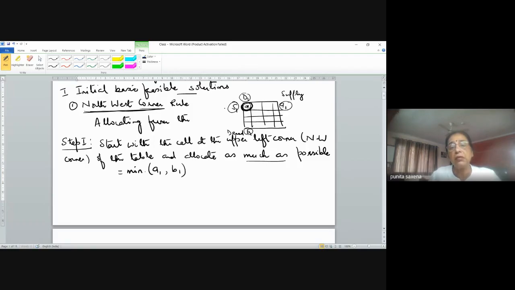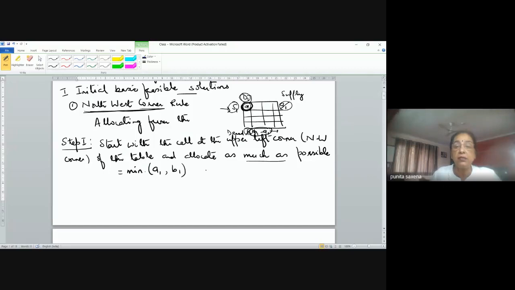That means the supply from source 1 gets exhausted. It has nothing more to supply, because whatever the first source could have supplied, it has already supplied. But supposing B1 was greater than A1, then the total demand is not met. Out of B1 required, the first destination has received only A1. So how much is left? B1 minus A1. This much demand now needs to be met by some other suppliers.